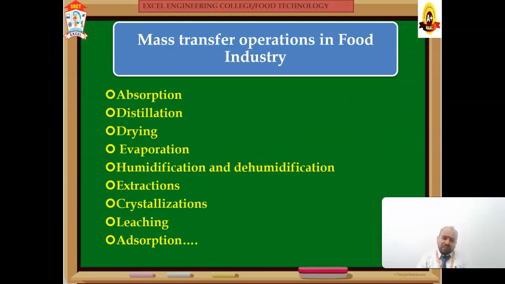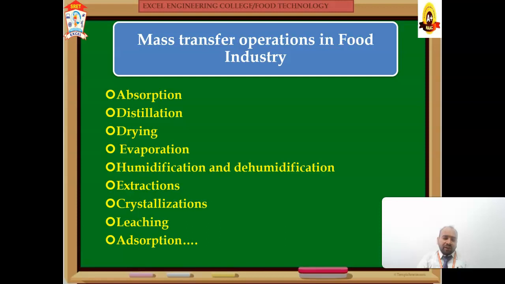In process industry, a variety of mass transfer operations are followed. First, absorption: any solute present in a gas mixture is separated from the gaseous component with the help of a solvent. Another process is distillation, where we can separate any component with the help of relative volatility as well as the boiling point of the specific component.